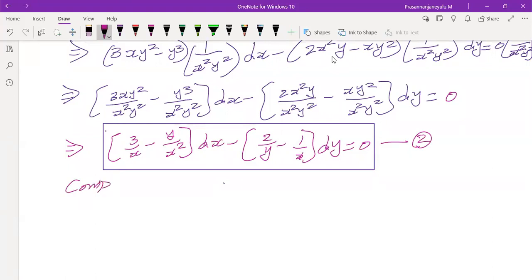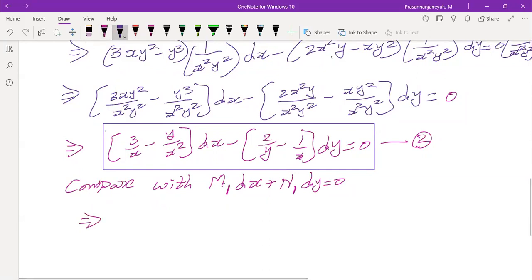Compare with the general form of an exact differential equation, M dx plus N dy. We already have M dx plus N dy in the same problem, so compare with M1 dx plus N1 dy equals 0. When we compare, we can identify M1.